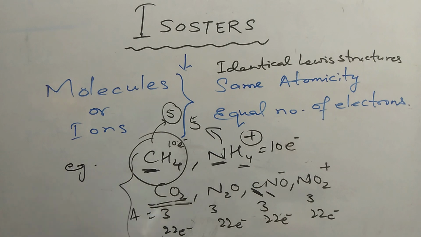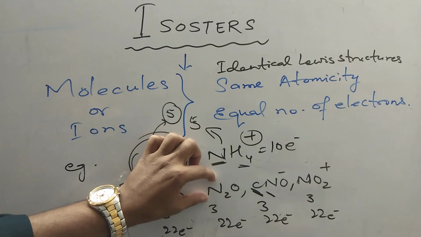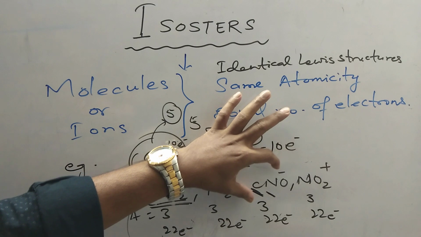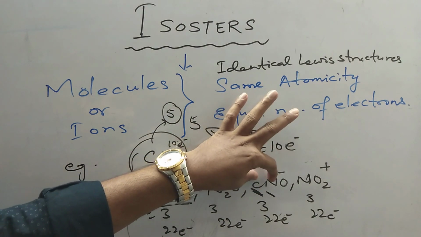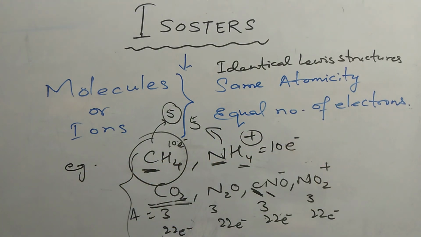That means these are species which have an equal number of electrons and the same atomicity. For your information, students, atomicity is the total number of atoms present in any molecule or species. Like here, carbon dioxide has 3 atoms, 1 of carbon, 2 of oxygen. N2O has 2 nitrogen atoms and 1 oxygen atom. CNO has 3, 1 carbon, 1 nitrogen, 1 oxygen. NO2 has 1 nitrogen, 2 oxygen, so 3. So all have atomicity 3 and their electrons are also 22, equal number of electrons.